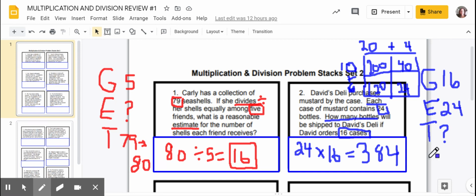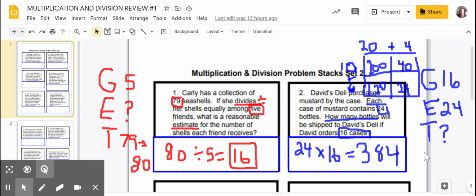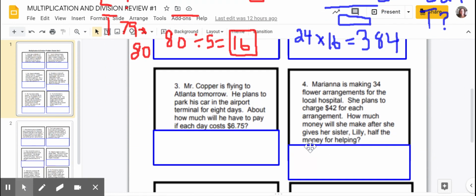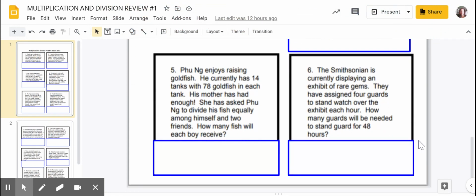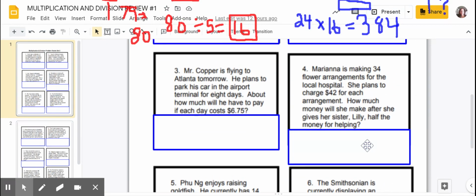As you work through the rest of these problems, be sure to look for the information that you need and decide whether or not you have to multiply or divide. You are going to complete the rest of the problems on your own. Please show your work.